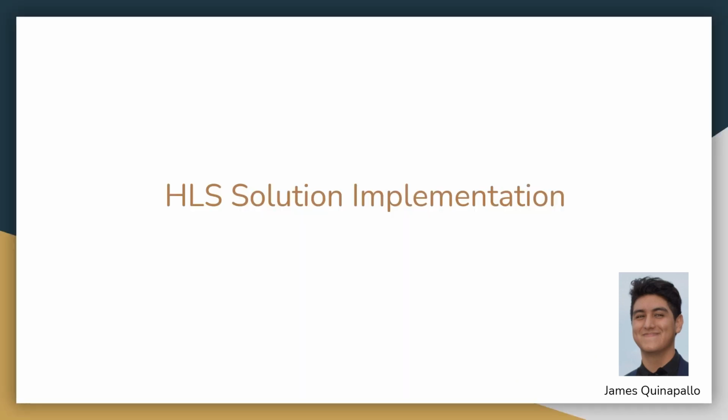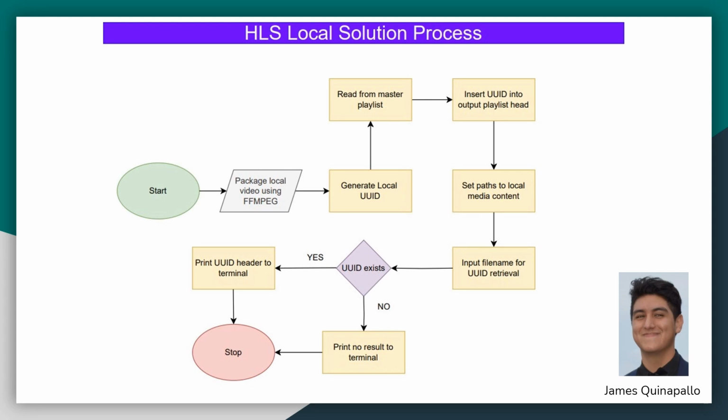First, the implementation. Here you can see the process of events that occur when we run our local solution. First, we need to package a local video using FFmpeg, then generate a UUID, read from the master playlist, insert the UUID into the master playlist's header, and then we need to set paths to the local media content.